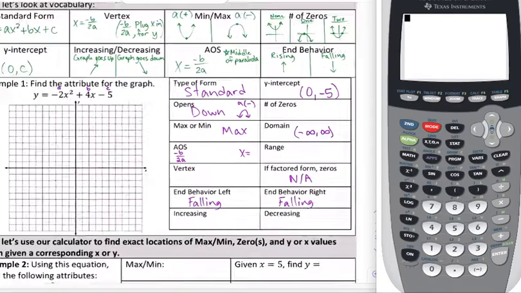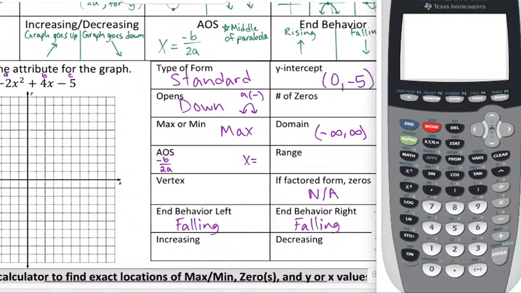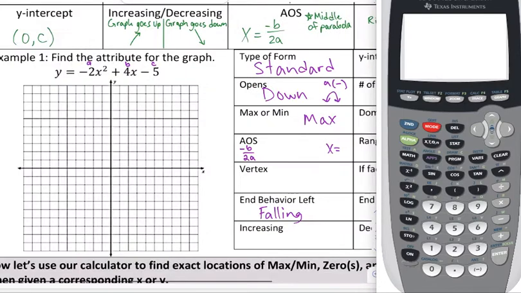So just to start us off, we are in standard form, and we look at our a, and we go, okay, a is negative, which means we are going to open down, which will then also give us a maximum. So those go together.